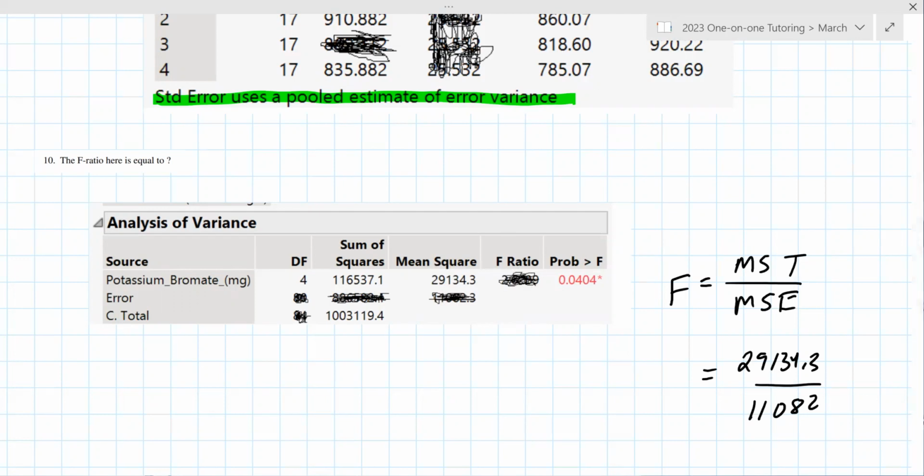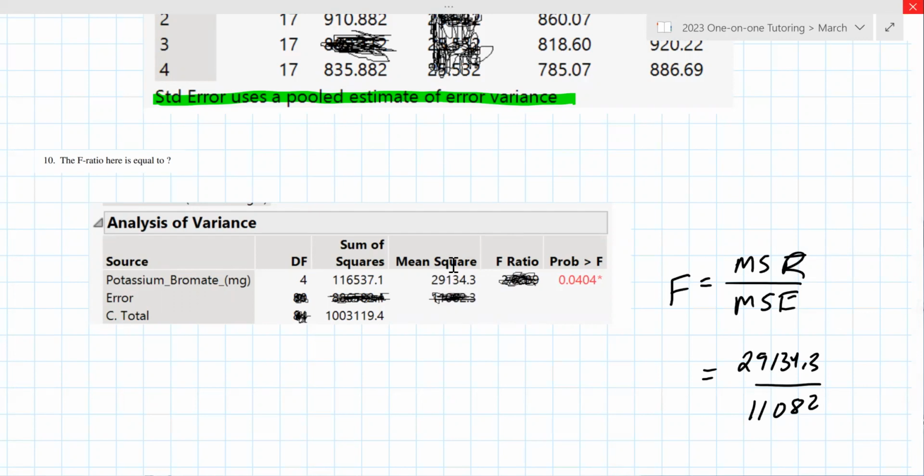So let me just double check this. No, it's MSR. That's why it's not looking right. It's not T, it's MSR. MSR is this 29134 over that. We can just double check real quick that it gives the 2.66. I mean, it should. Yeah, that does work. So it's this top number divided by this bottom number.